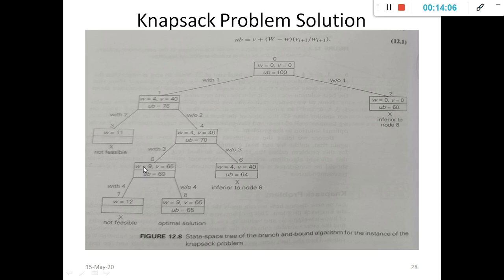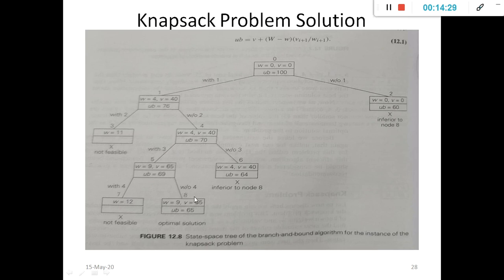Already you have placed two items into the knapsack, item 1 and item 3, and its weight becomes 9. When you try to place item 4 with weight 3 into the knapsack, it is not possible, because 9 plus 3 makes the total weight 12, and 12 is greater than the knapsack capacity 10. That's why it is not a feasible solution.